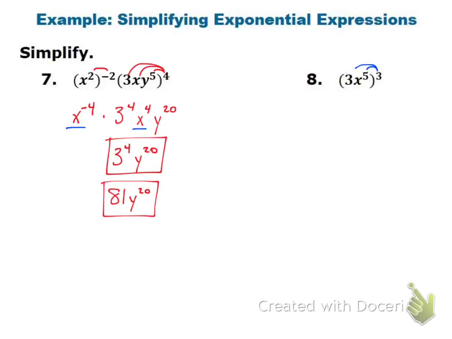Here, again, share the 3 with both, so I get 3 to the 3rd, x to the 15th. You could either leave it like that, or if you want to do 3 to the 3rd power, that's 27, x to the 15th.